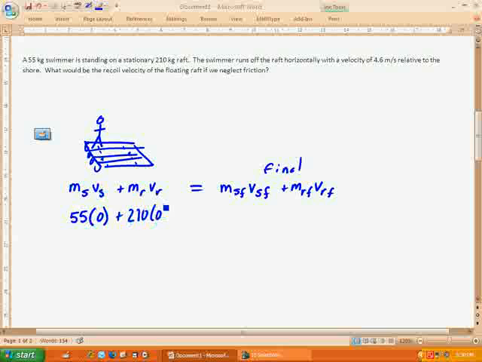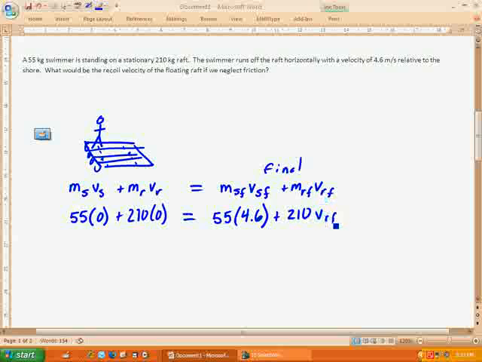The velocity of the raft, of course, is also 0. And then this is going to be equal to the mass of the swimmer final, which is still going to be 55. His mass isn't changing just because he's running. He's going to run horizontally with a velocity of 4.6. We've got the raft, which is going to be 210, and then the velocity of the raft, which is what we're looking for.